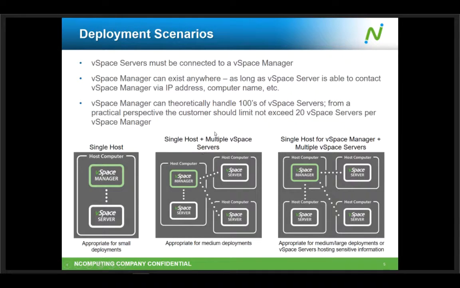So in this slide, we're going to talk about the different deployment scenarios. When you deploy vSpace Pro, you have the opportunity to do a custom install or a standard install. When you do a standard install, the assumption is that we're going to install both roles, the vSpace manager and the vSpace server, on the same OS or the same host. Now it is important to note that these can be either physical hosts or virtual hosts. We don't care. But a standard install will install both vSpace manager and vSpace server.